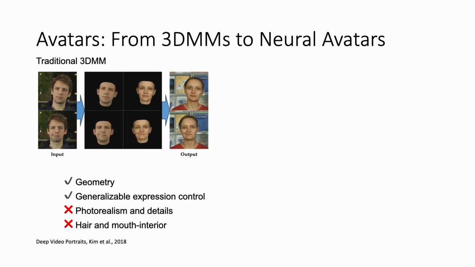Animatable avatars are traditionally modeled by 3D morphable models. These methods offer explicit geometry and fine-grained generalizable expression control, but they cannot easily model photorealistic appearances or detailed geometry. Non-skin regions such as hair and teeth are also generally not included.